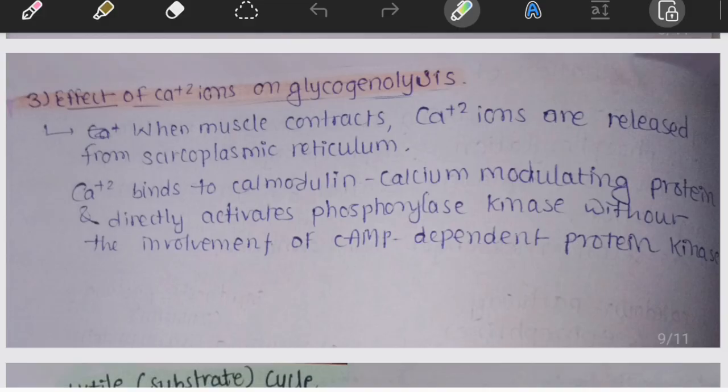The complex directly activates the phosphorylase kinase even without cyclic AMP. As a result, glycogen phosphorylase becomes active, more glycogen is broken down, and more ATP is produced. This beautifully matches the energy production with the muscle contraction. During exercise, calcium and cyclic AMP work together and rapidly stimulate glycogen breakdown in the muscle.